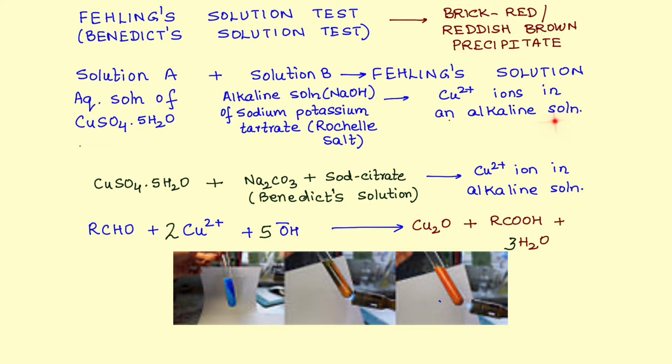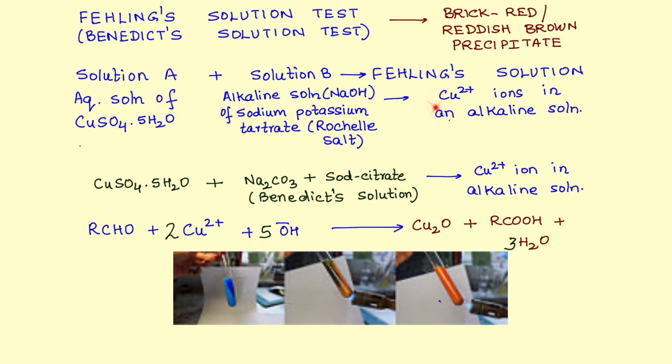How do we prepare Fehling solution? Fehling solution is actually Fehling's A and Fehling's B. What is Fehling's A? It's nothing but an aqueous solution of hydrated copper sulfate, CuSO4.5H2O. The second solution is nothing but an alkaline solution, that means made alkaline with sodium hydroxide, of sodium potassium tartrate, which is also known as the Rochelle salt. This gives us Fehling solution.